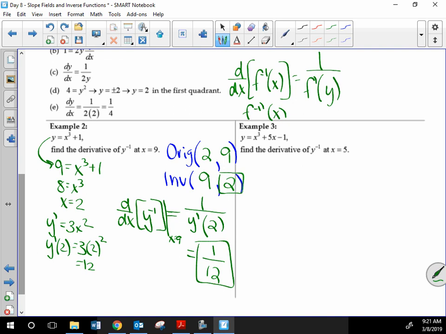Okay, so again, the key component, really we have to do 2 things. We need to do our derivative and we need to find this y value. This y value is the y value of my inverse, so that's the x value of my original. We had to solve for that.